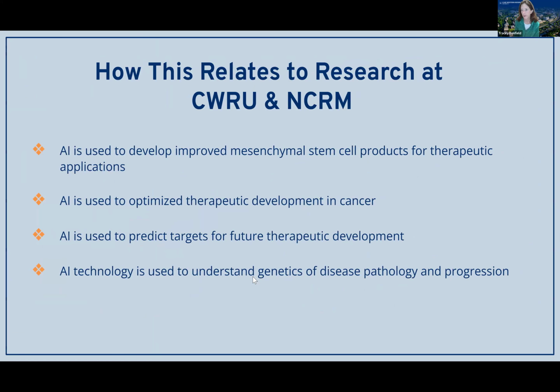So how is this related to our programming and the research and clinical initiatives here at Case Western and the National Center for Regenerative Medicine? Well, artificial intelligence is used to improve mesenchymal stem cell products for therapeutic applications. It's used to optimize therapeutic development in cancer and understanding cancer response to different treatment motifs. It's also used to predict targets for future therapeutic development by doing modeling and drug modeling. And it's used to understand genetics of disease pathology and progression.